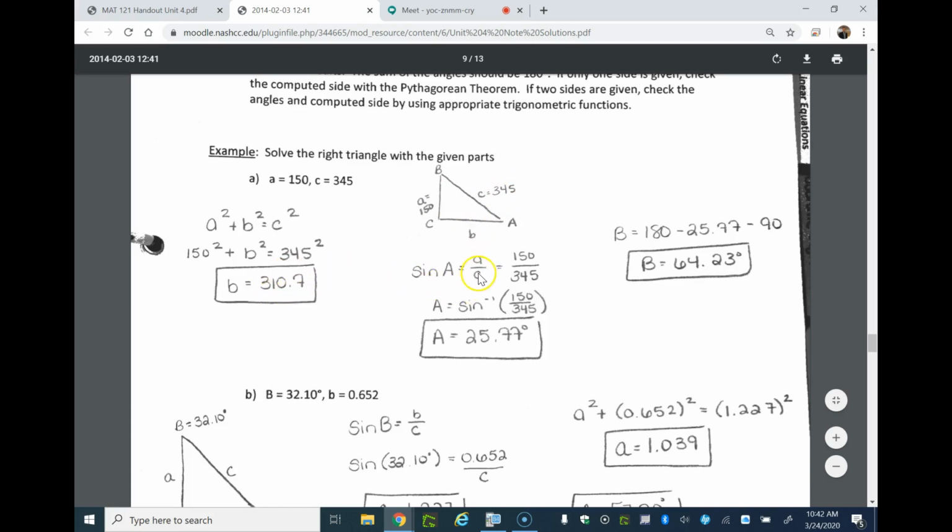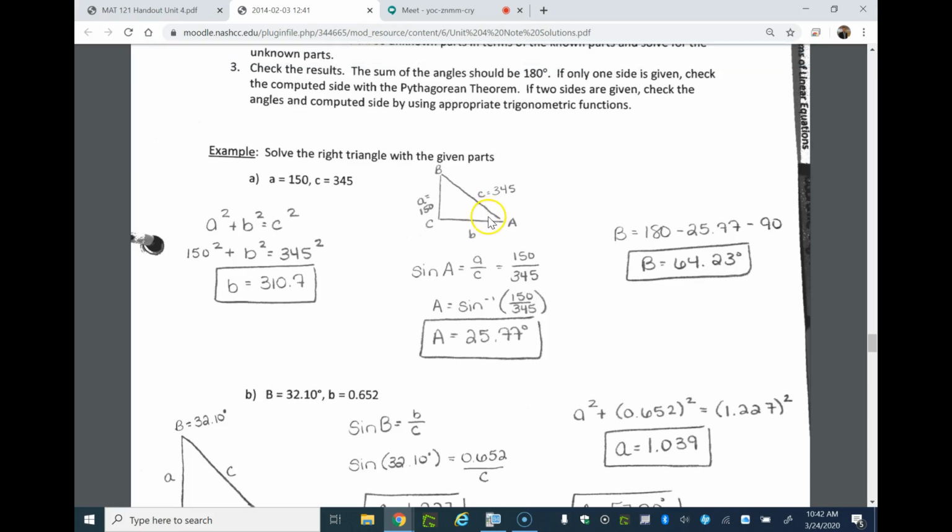To find the angles, you just pick an angle that you want to search for. If you choose to find this one first, again, it does not matter which one you choose, I'm going to do the opposite over the hypotenuse. That's what sine is, SOHCAHTOA. Opposite over the hypotenuse. So the A is 150 over the hypotenuse, which is 345.